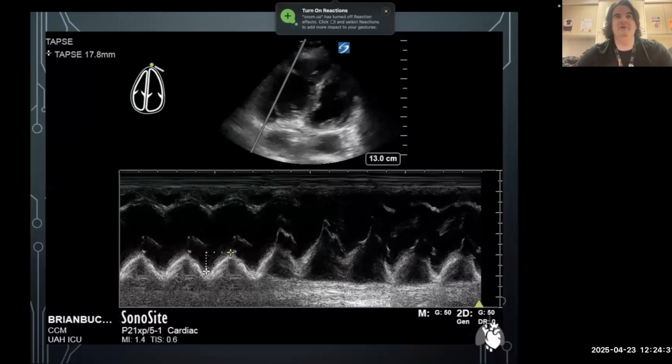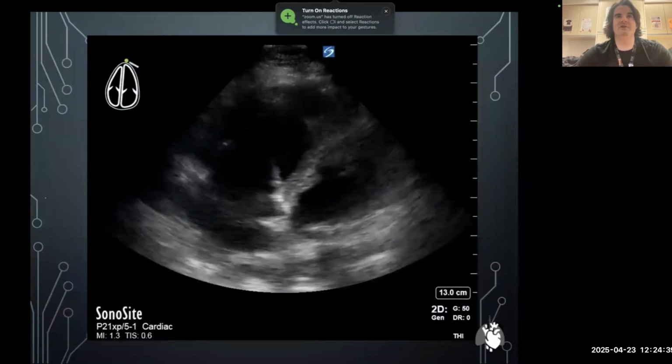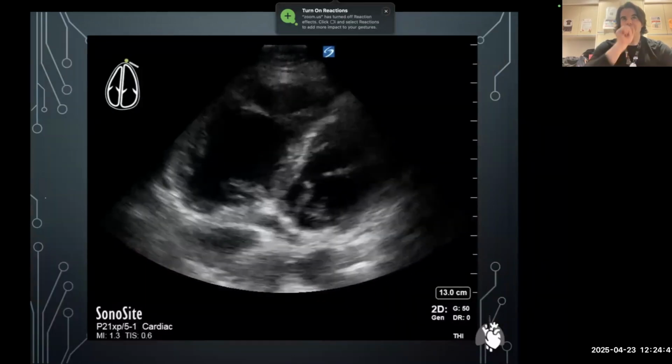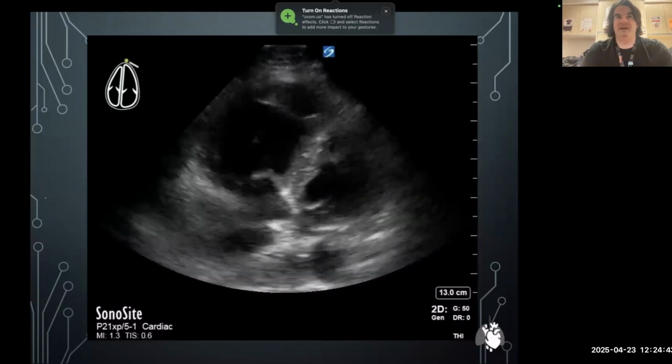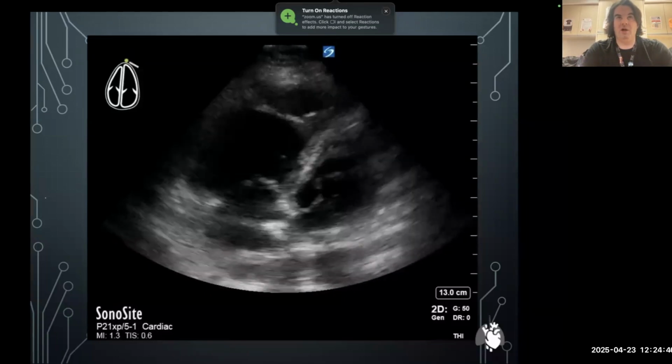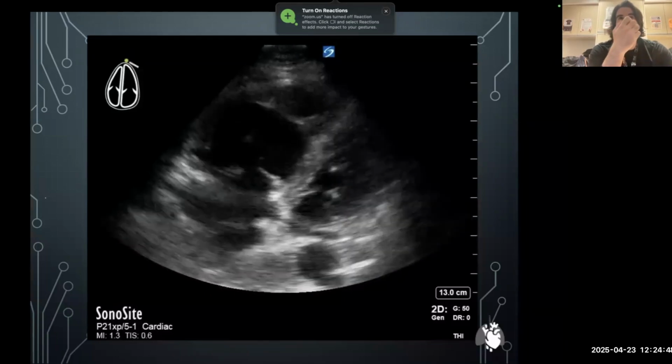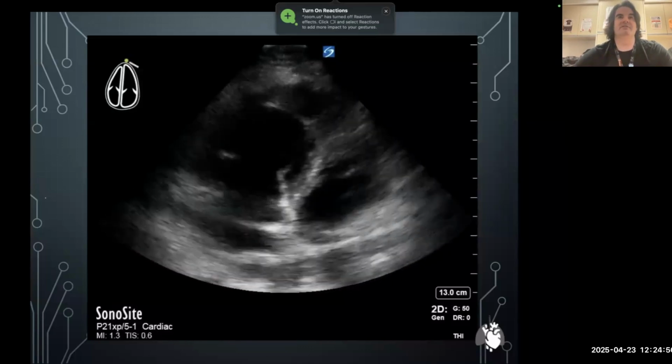The TAPSE is normal. Okay, that doesn't really help us here. And certainly there are lots of cases where the RV can be dysfunctional and the TAPSE can be normal. If you look back at this image here, we see that the lateral annulus is bouncing up and down, but the overall RV shape and size doesn't really change a whole lot during systole versus diastole.